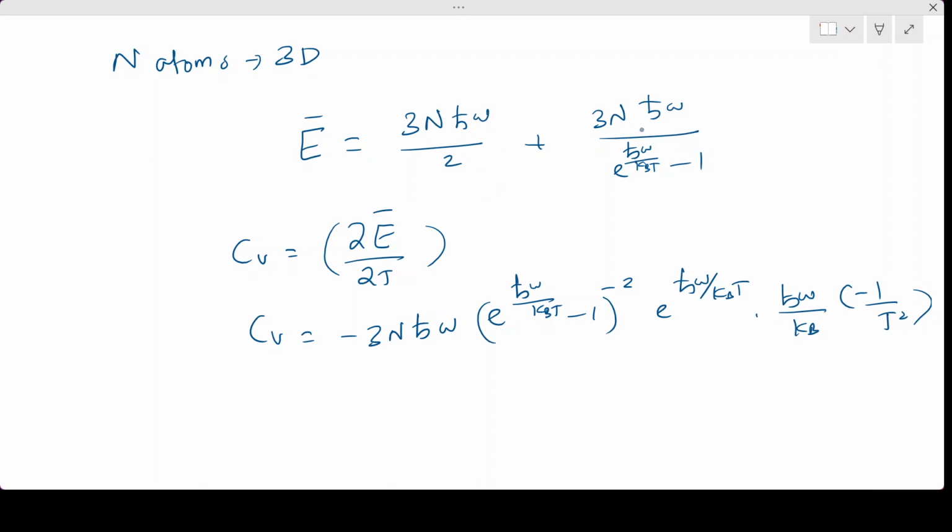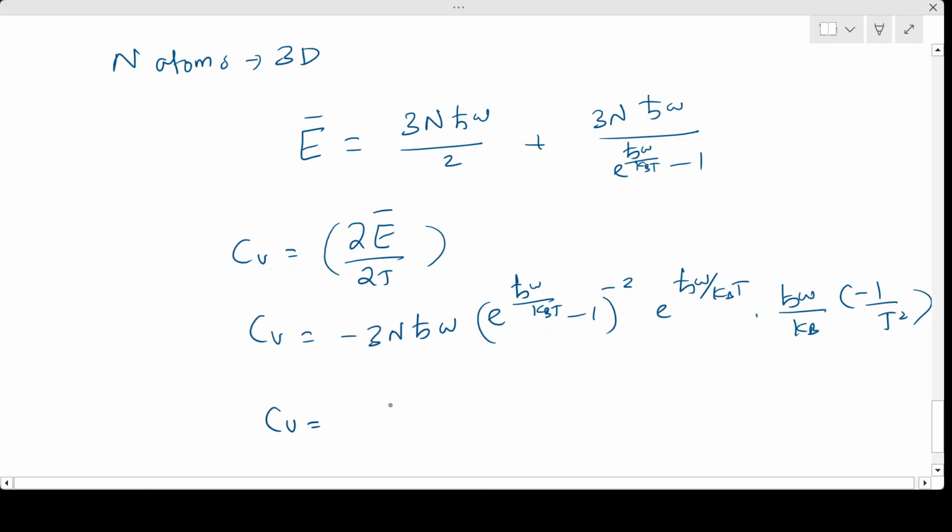And in the second term you can see a dependence on temperature, because it's e raised to ħω by kBT. So when you do the differentiation of this one, you can see that it is minus 3nħω (e^(ħω/kBT) minus 1) raised to minus 2, e raised to ħω by kBT, into ħω by kB, and you will have 1 by T here, you will be having a minus 1 by T square representation.